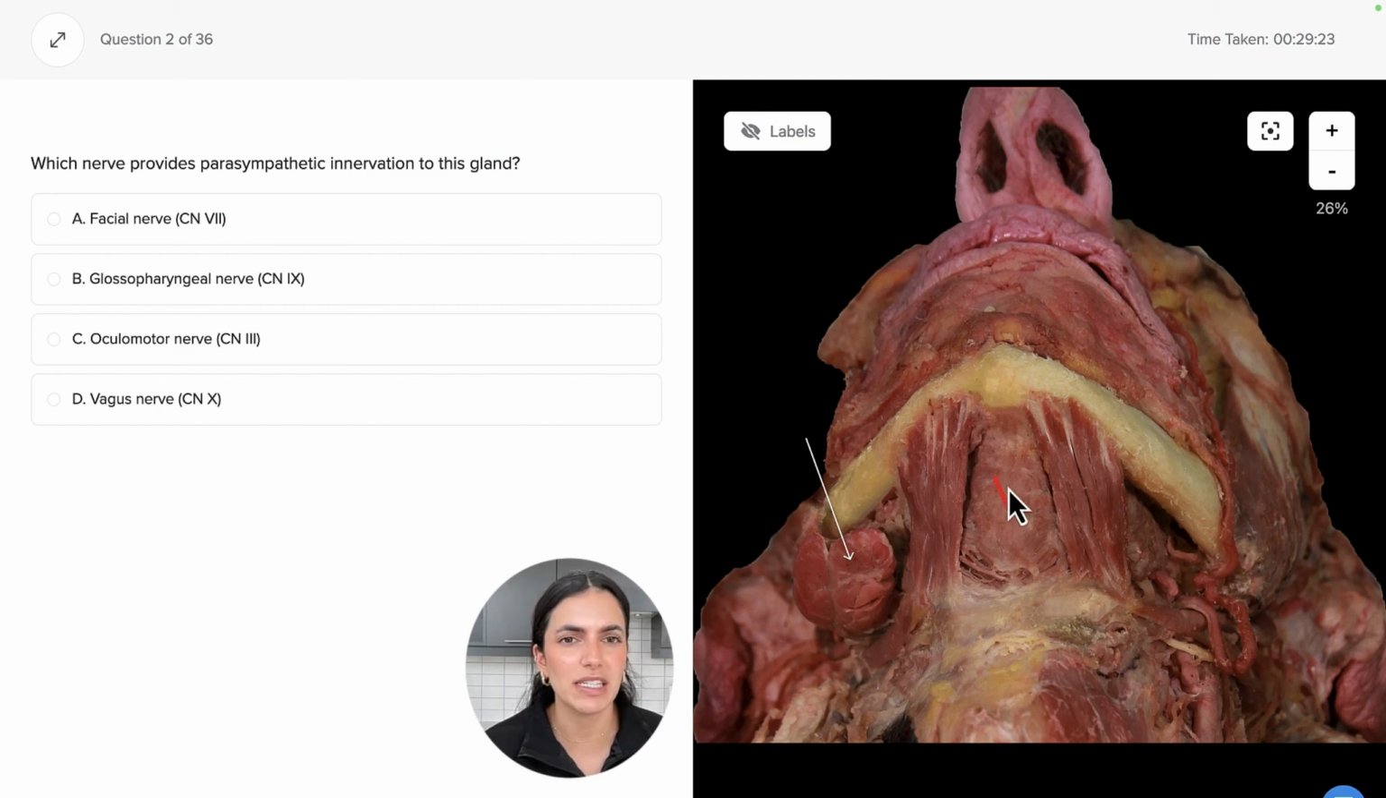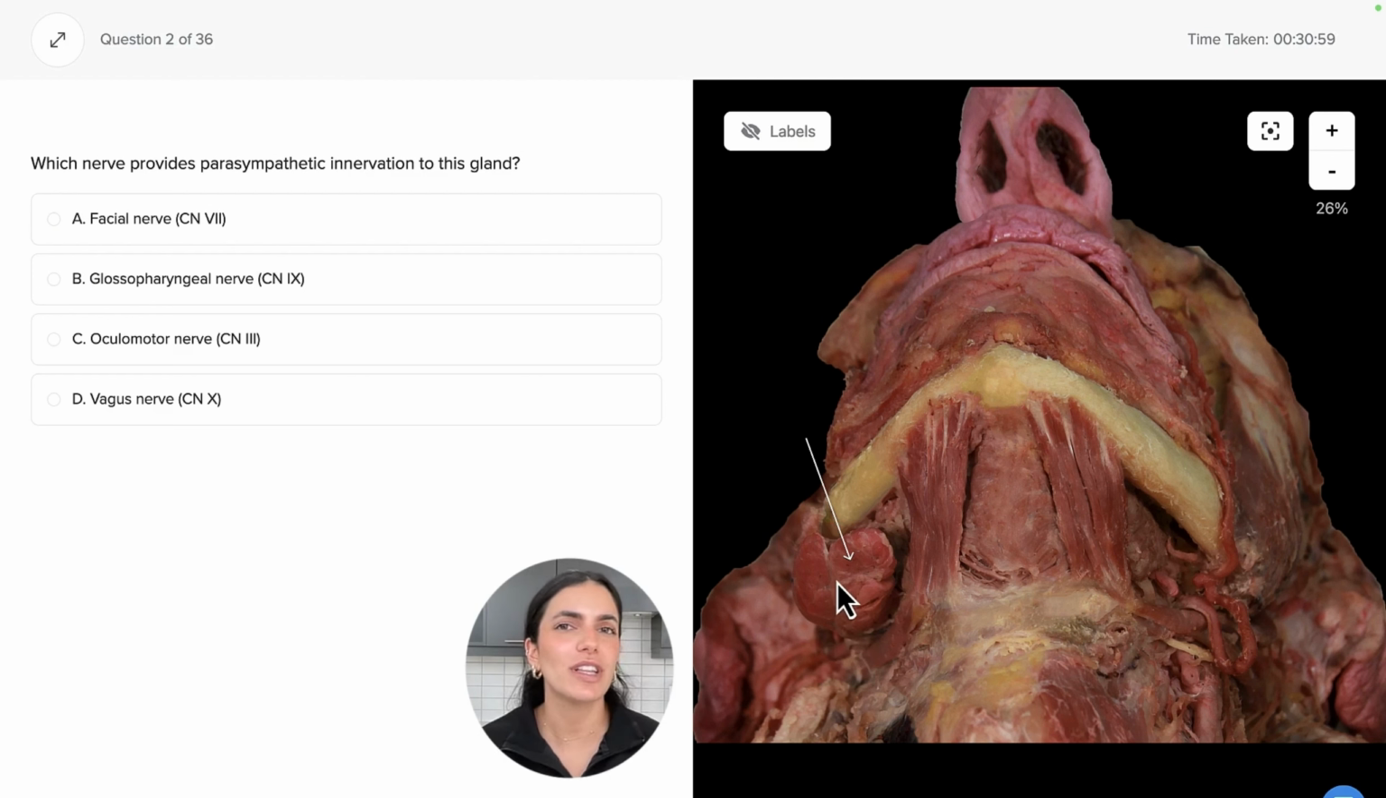Right over here, we can see the mylohyoid muscle, which forms the floor of the oral cavity. And we could also see more superficially to that, we can see both of the geniohyoid muscles. In this area as well, we're able to see a gland. So this right here is the submandibular gland, right? It's found underneath the mandible.